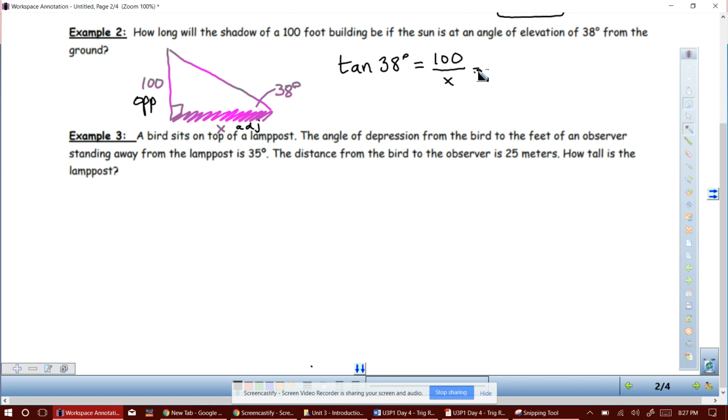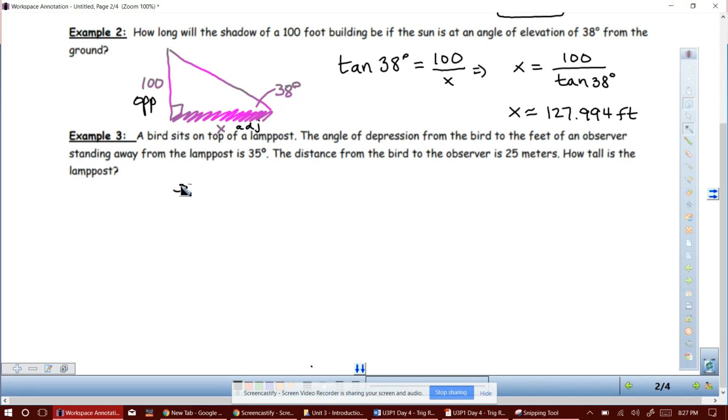This is the problem in which the tangent and the x switch. So I get x will equal 100 divided by the tangent of 38 degrees. As I put that into my calculator, I get x is approximately 127.994 feet.